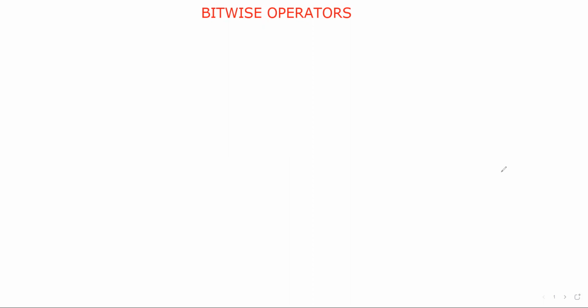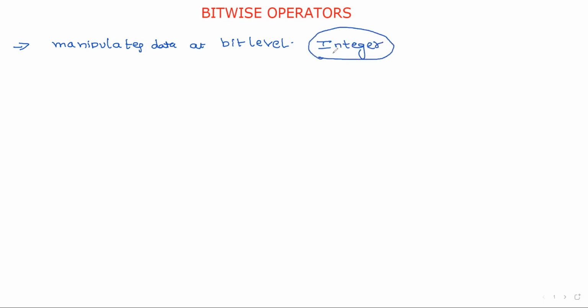In this session, we will discuss bitwise operators. The most important thing is that bitwise operators manipulate the data at bit level. Remember, bitwise operators are applicable only for integers. The integer number is converted into binary and then the operation is performed bit by bit, that is, on each bit of the data.